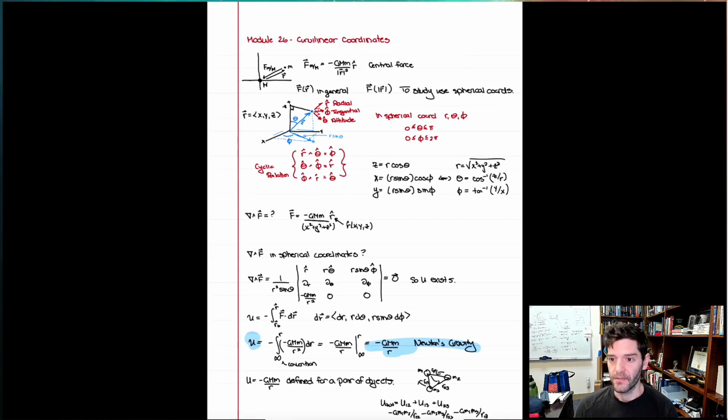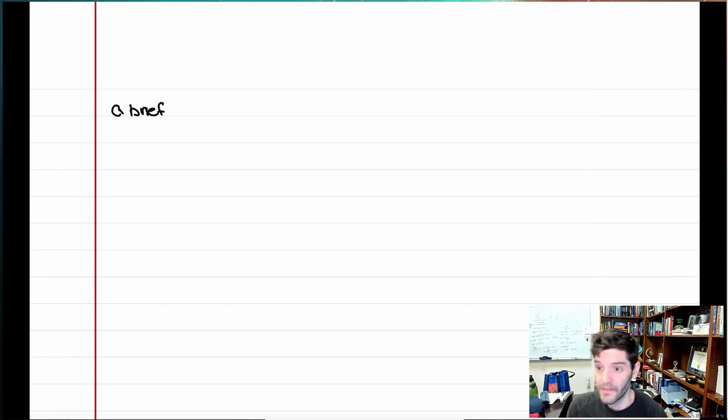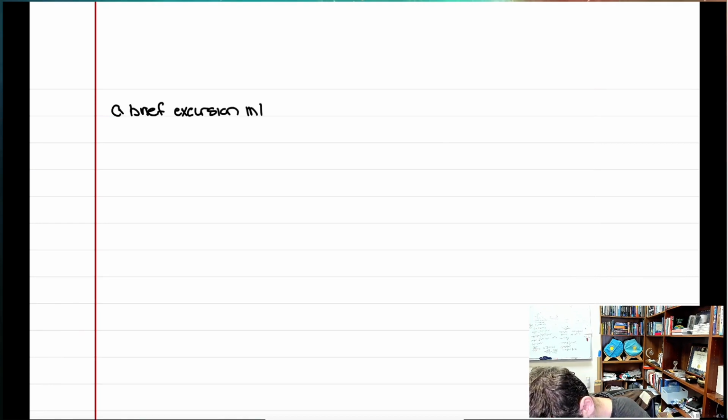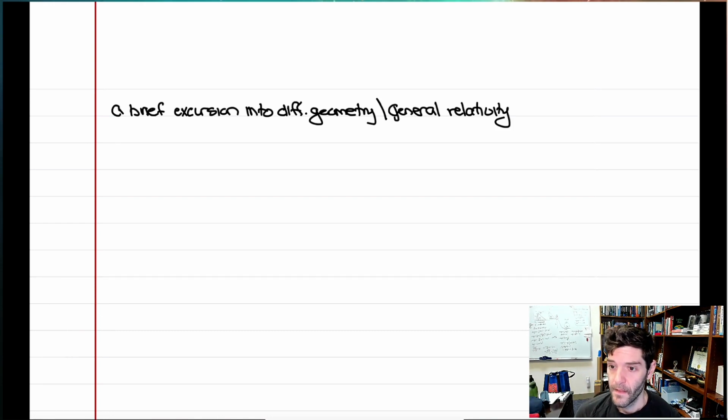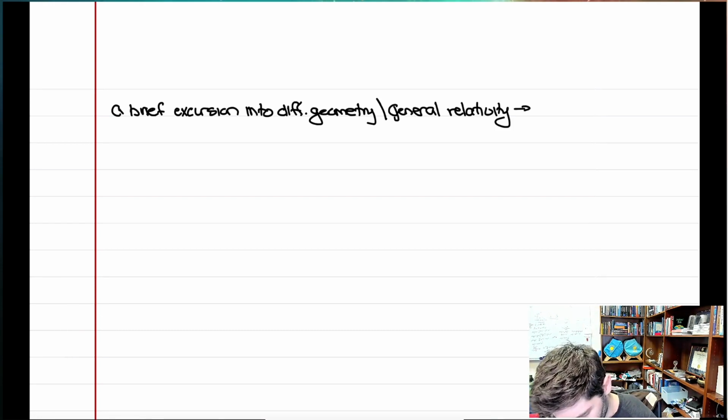But I wanted to talk a little bit about these curvilinear coordinates in general. So this is a brief excursion into differential geometry. Differential geometry, which comes up particularly in general relativity, where it is getting towards you being able to have an arbitrary coordinate system.